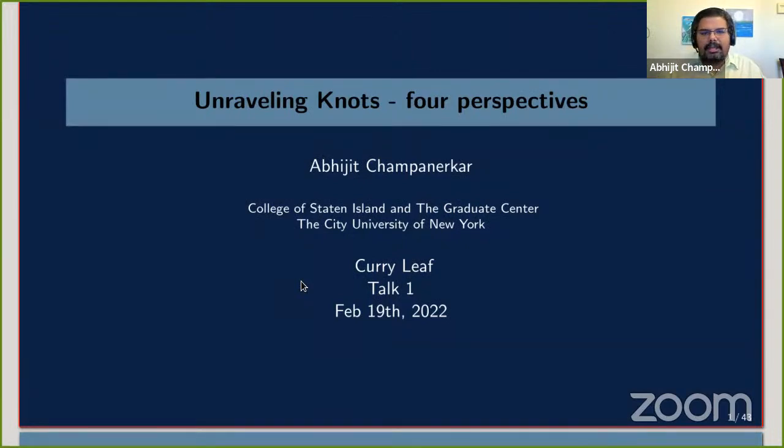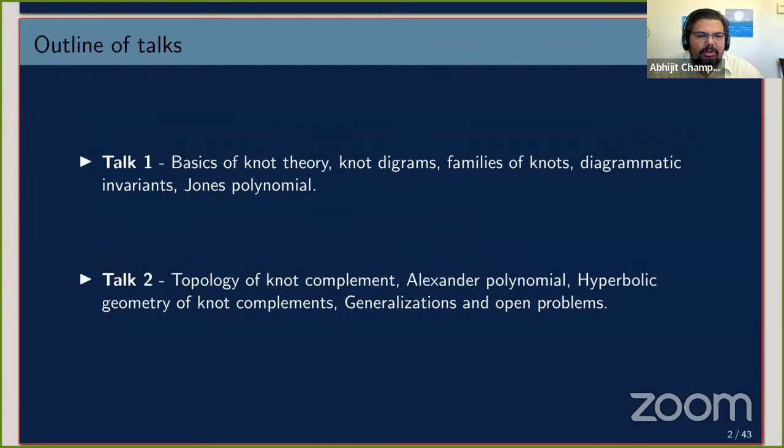So here is the plan for my talks. The first talk, which is today, we'll do some basics of knot theory, knot diagrams, some families of knots, some diagrammatic invariants, the Jones polynomial, and I will show you a couple of different ways to approach the Jones polynomial. In my talk tomorrow, we will go into the topology and geometry of knots and knot complements, and some invariants coming from the topology and geometry part, classical as well as more current. And then we'll look at some generalizations and open problems.